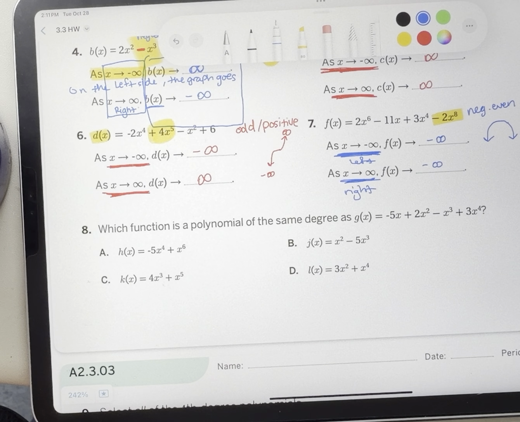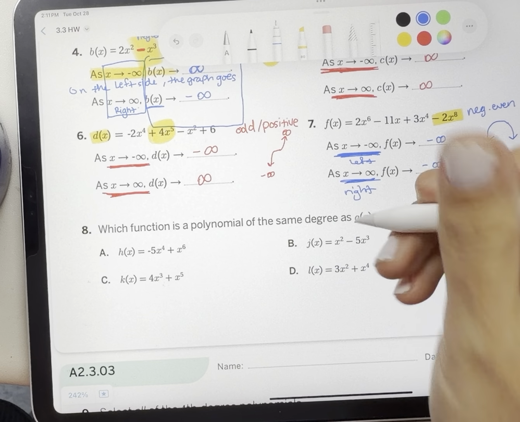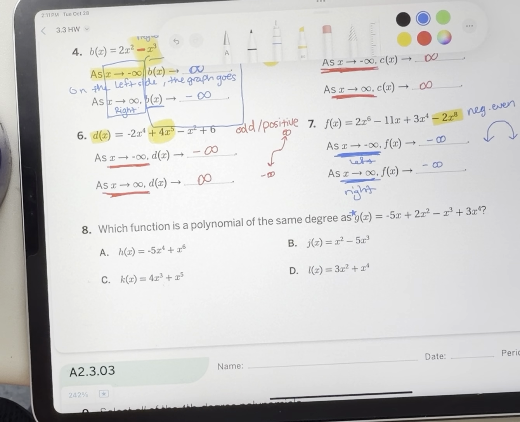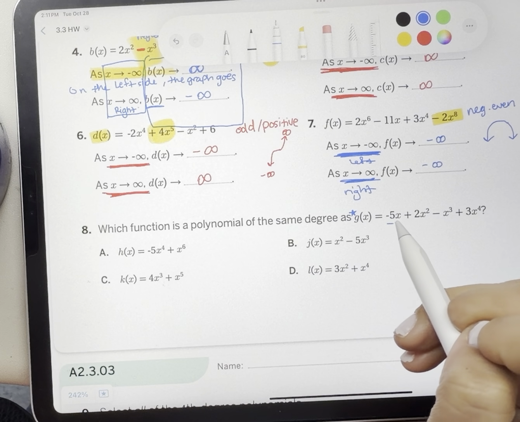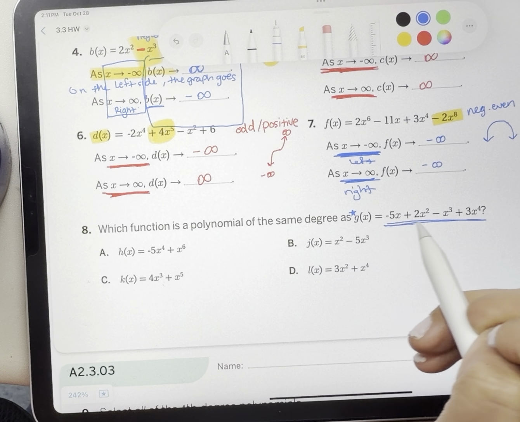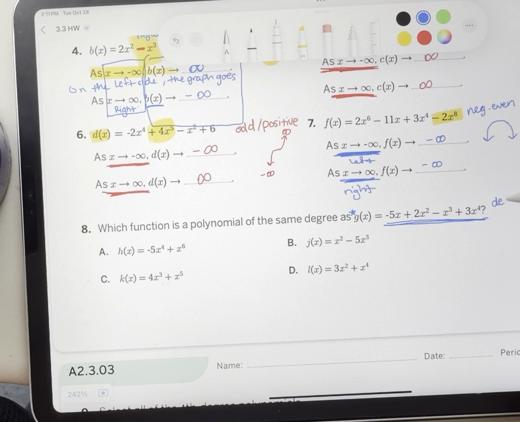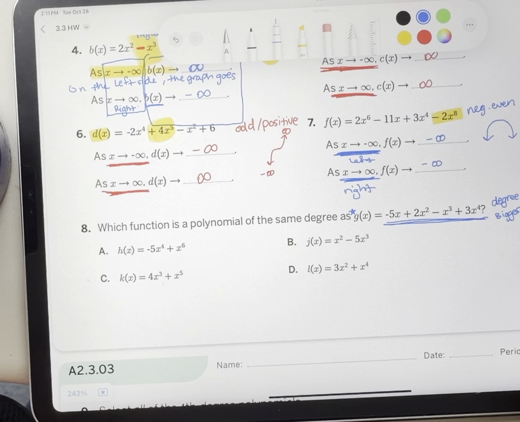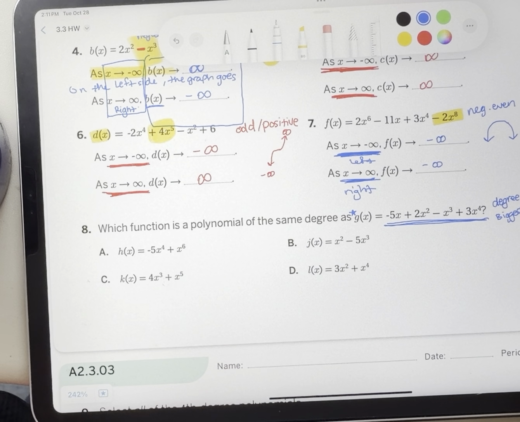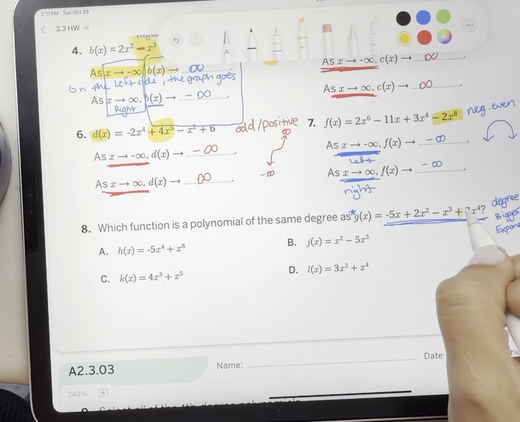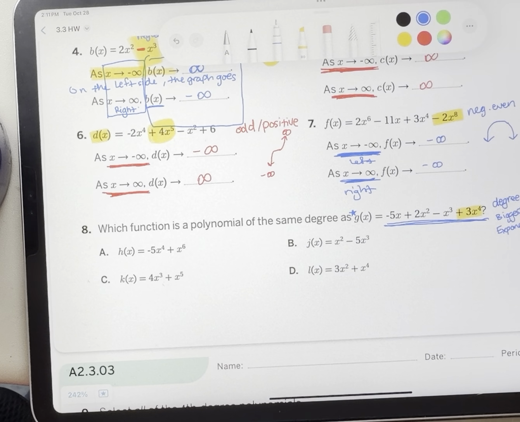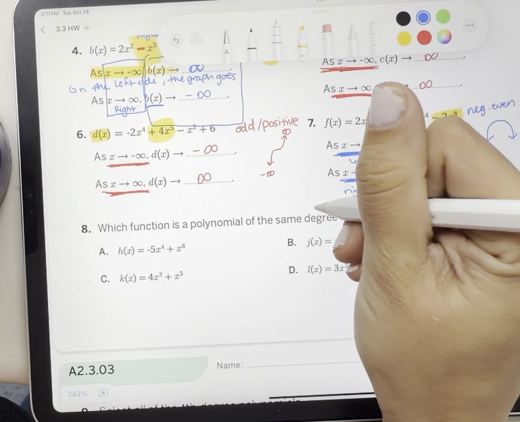Which function is a polynomial with the same degree as this guy? So what's the degree of this guy? What do you guys think? What's the degree? Degree is biggest. It's actually written on the board right there. Degree is the biggest exponent. So this is the leading term, and more specifically, that 4 is the degree. So this guy's degree is 4.